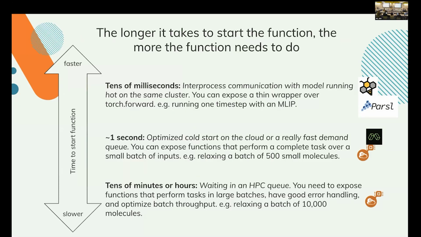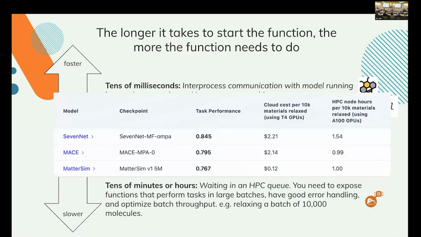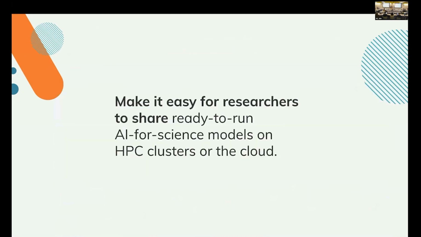If you're running something on demand, perhaps on a fast demand queue in the middle here, you need more: it needs to do a coherent task, but it can do a small batch of things. Once we are actually running on HPC and behind a queue, we need much more that looks like application code, with error handling and smart batching to make it worth the while of having waited in the queue. So this is all code that we need to bundle up. I don't have time to talk about that.